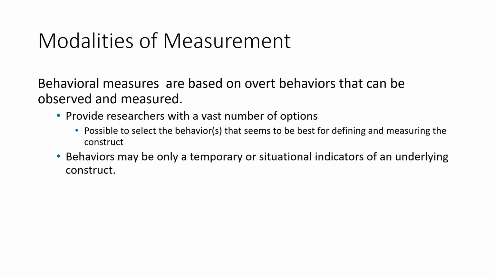This is based on overt behaviors rather than physiological. So this is where we observe and measure an actual behavior. And this leads to lots of different options. It's possible to select various different behaviors that seem best for defining and measuring our specific construct. However, behaviors may only be temporary or situational indicators of the underlying construct, but this does allow us to measure them at specific times, especially if we elicit the behavior.